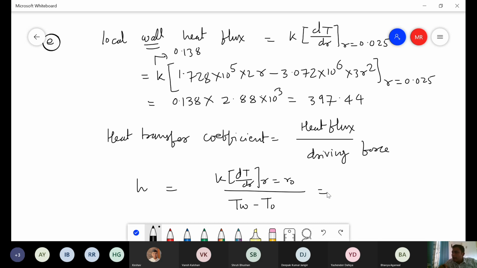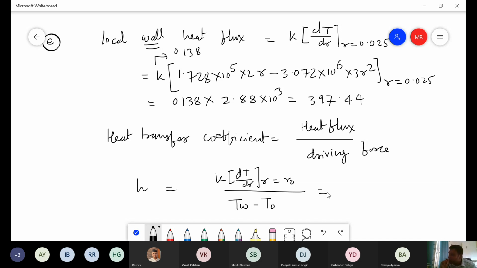Remember, what will be the total heat transfer obtained here? The heat transfer obtained by convection will be H A delta T, whereas the heat transferred by conduction in this case is going to be A K dT by dr at r equals r naught, isn't it? So that A gets cancelled out. So ultimately heat transfer coefficient H is obtained as K dT by dr at r equals r naught divided by Tw minus T naught, isn't it? Again, one more thing to note down, which is very important here.